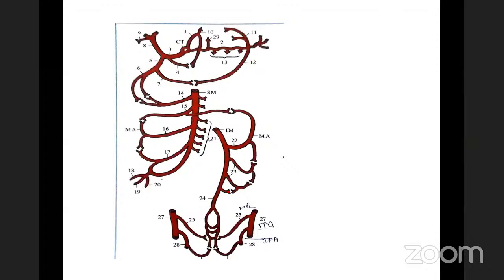Now we will identify the branches. This is the celiac trunk. If you are seeing, this is the left gastric artery. This is the esophageal branch of the left gastric artery. Left gastric artery in the lesser curvature of the stomach, anastomosing with the right gastric artery. Right gastric artery is a branch of the common hepatic artery. We studied common hepatic artery divides into hepatic artery proper and gastroduodenal artery. Hepatic artery proper divides into right and the left hepatic artery. Cystic artery arises from the right hepatic artery.